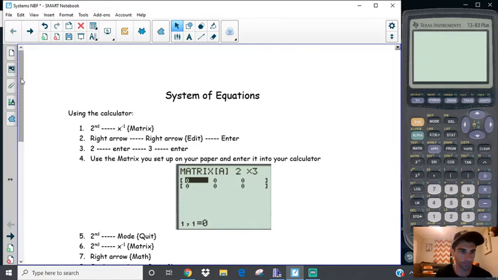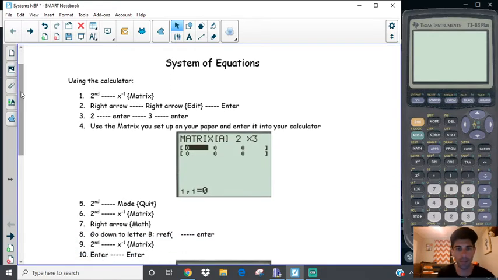So here we go. To solve systems of equations using your calculator, we're going to set up a matrix. And a matrix is going to be a 2 by 3 matrix. The way a matrix is set up, and you can see it here, is you're going to have your x values lined up, your y values lined up, and then equals your constants over here.